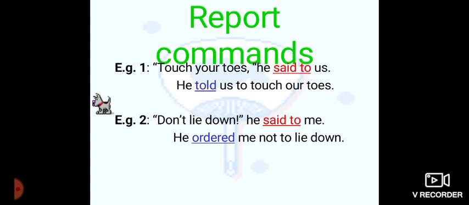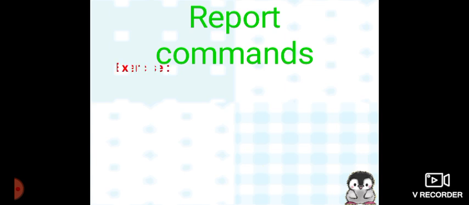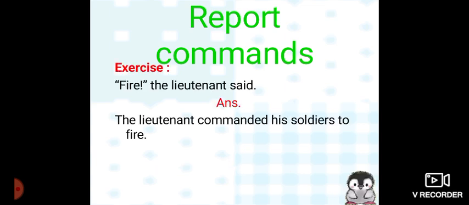So "to" as a conjunction, "lie down." Okay, we want to use it like this. Next, for the exercise: "We are having fire," the lieutenant said. Okay, so the answer is "the lieutenant commanded," because he commanded his soldiers.